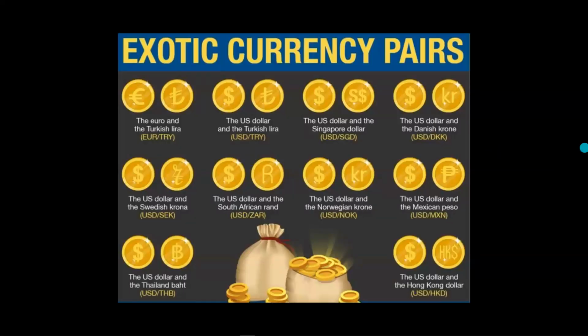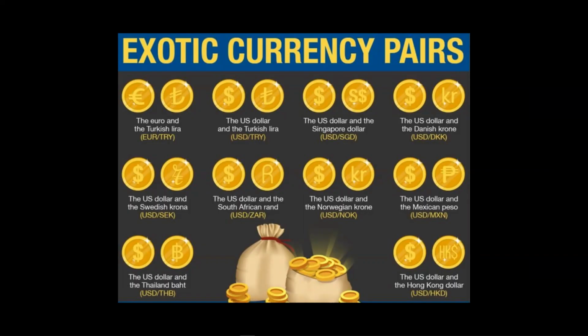Lastly, let's have a look at the exotic pairs. Exotic currency pairs are made up of a major currency paired with the currency of an emerging or a strong but smaller economy from a global perspective, such as Hong Kong or Singapore and European countries outside of the Eurozone.